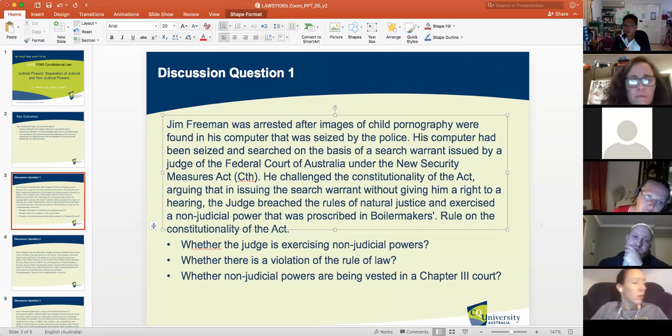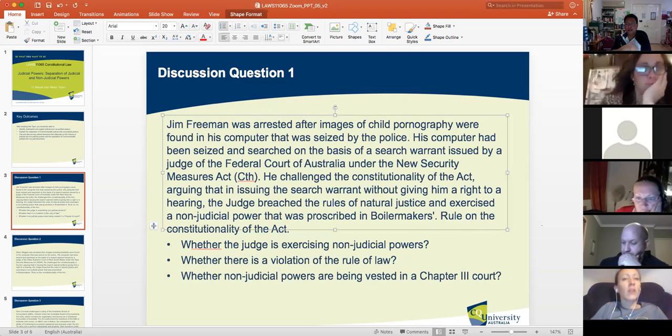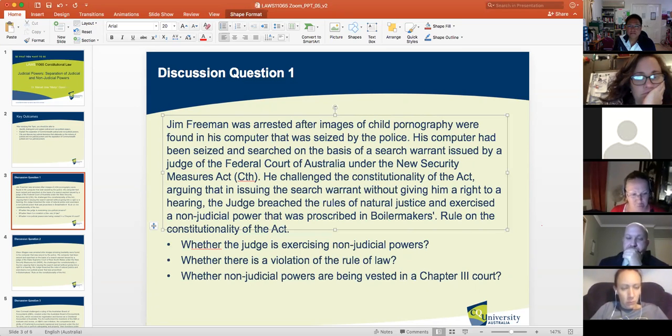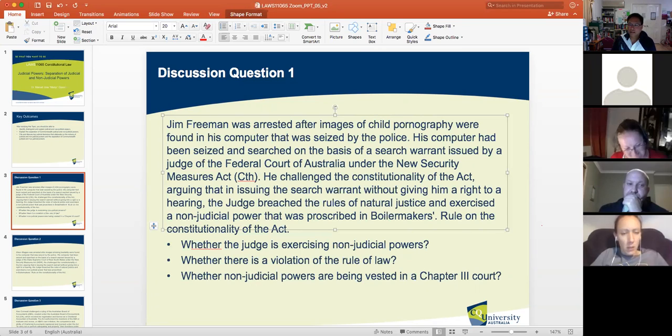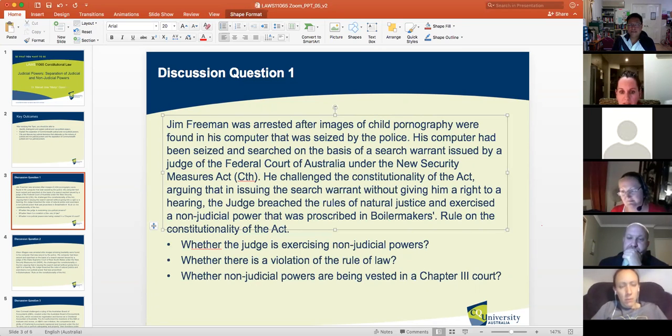Okay, so we have two rules. We have the Boilermakers case, we have the persona designata rule. So we've identified the legal issue, we've stated the rules. Can somebody attempt to apply the legal rules to the facts? Any volunteer? Isn't issuing a search warrant a judicial act? Isn't that a normal thing that judges do?